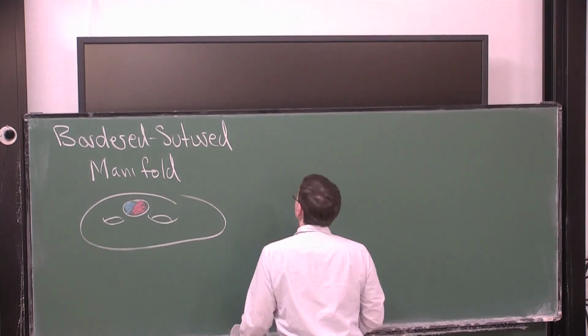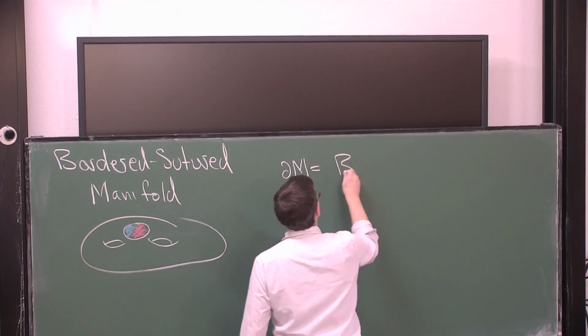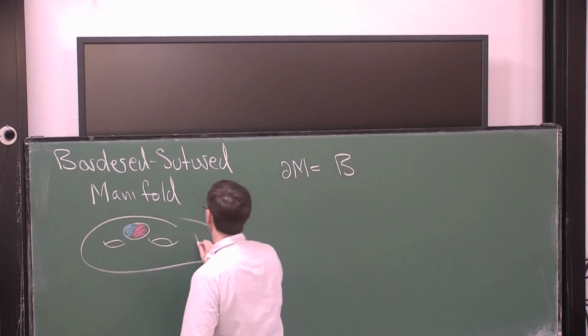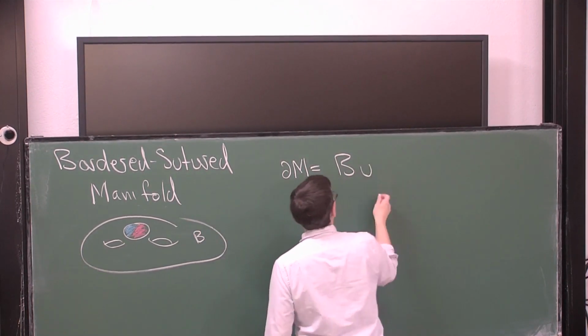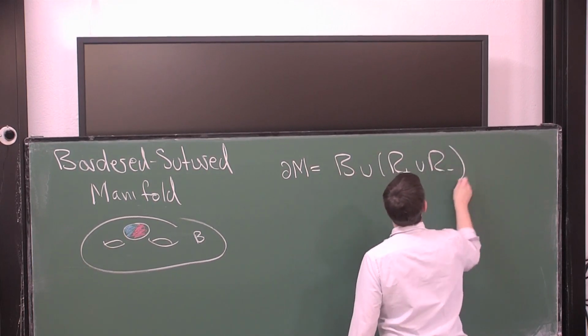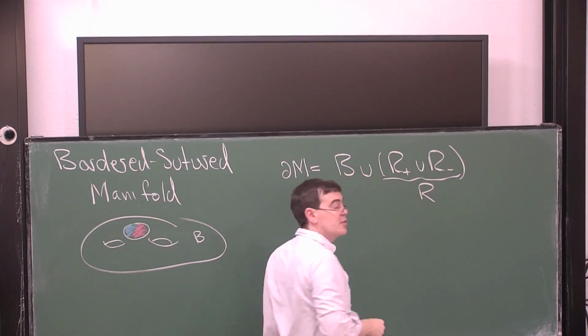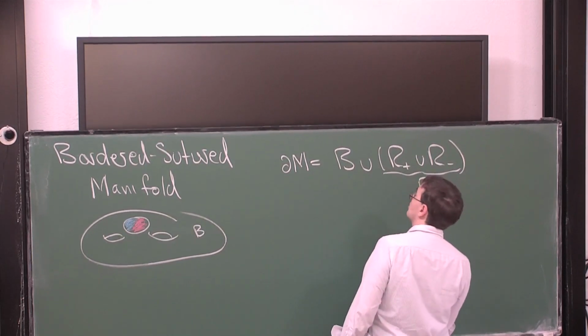Okay, so what does that mean? It means that the boundary of M is B, that's this part that's colored by the bulk, the bordered part, union R plus and R minus. So collectively I'll call this R. Maybe R plus is red and R minus is blue in this picture.